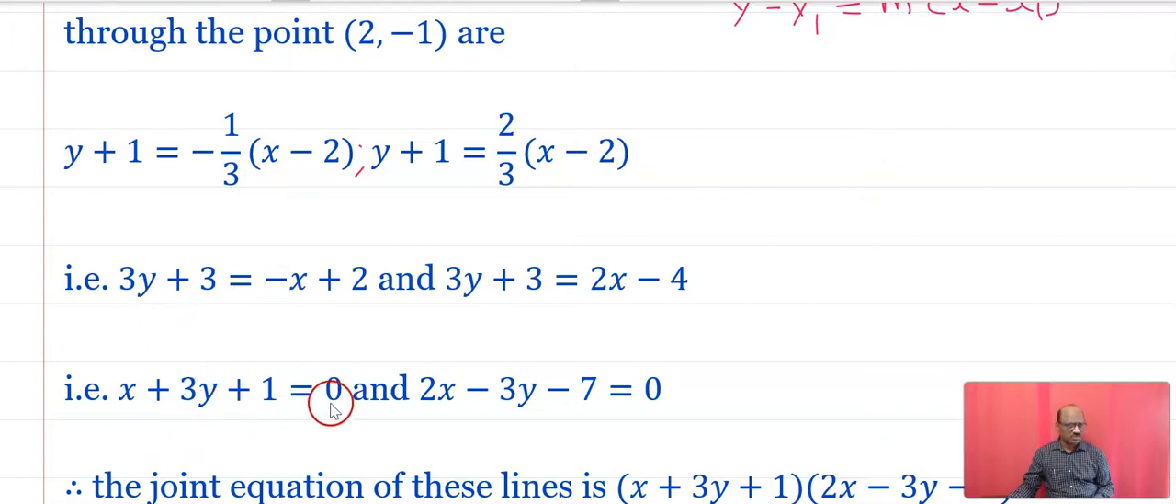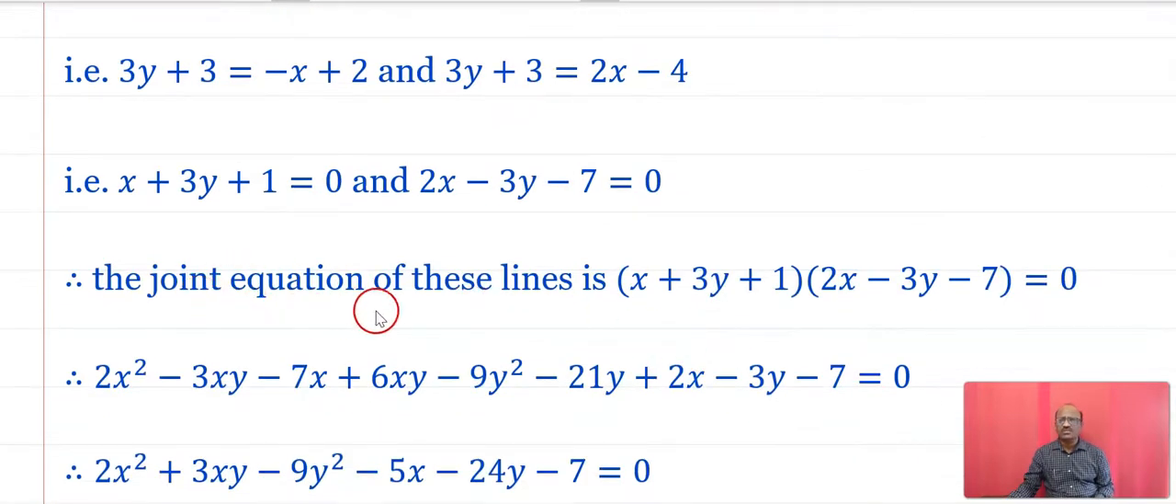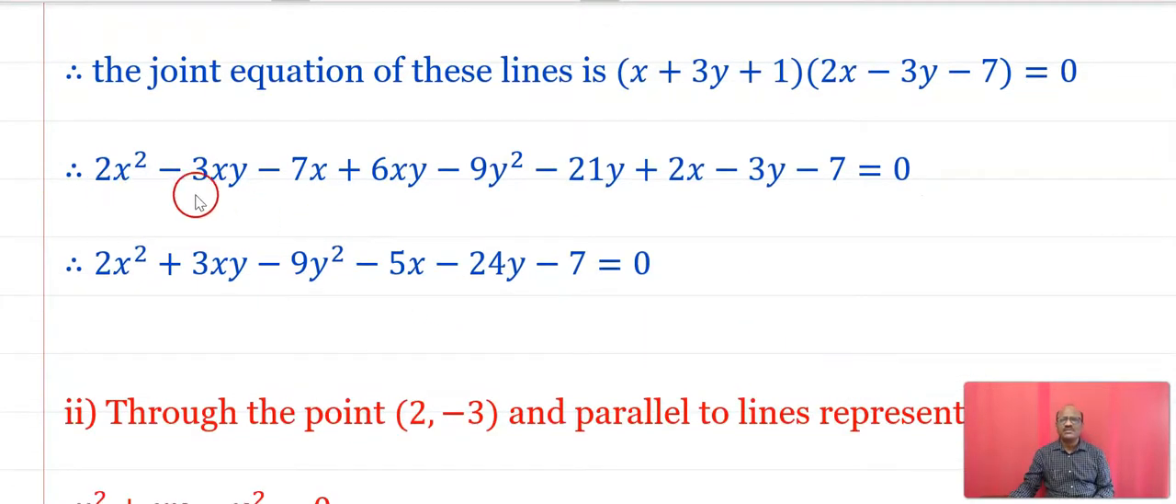Hence the equations are x + 3y + 1 = 0 and 2x - 3y - 7 = 0. The joint equation of these lines is the product of these two. In the first bracket x + 3y + 1, in the second bracket 2x - 3y - 7 equals 0. The product is 2x² - 3xy - 7x + 6xy - 9y² - 21y + 2x - 3y - 7 = 0. After simplification: 2x² + 3xy - 9y² - 5x - 24y - 7 = 0.